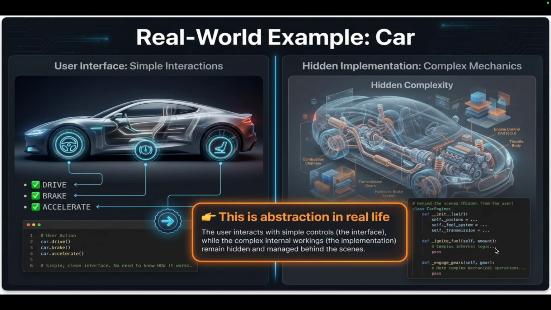Real world example. Let us understand abstraction using a real-world example: a car. You know how to press the accelerator, apply brakes, change gears, and steer the wheel, but you don't know how fuel combustion happens or how engine parts work internally. You just use the car without knowing the internal mechanism. This is exactly what abstraction does in programming. It hides internal complexity and exposes only required operations.